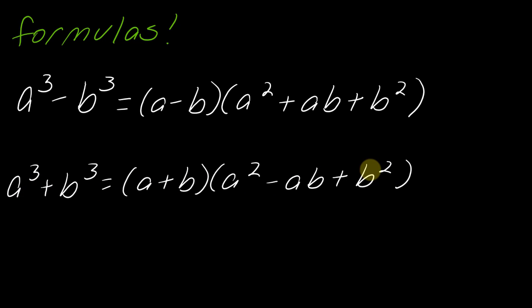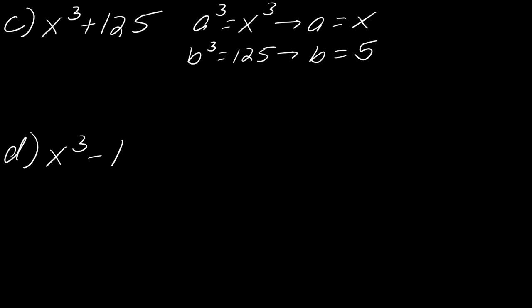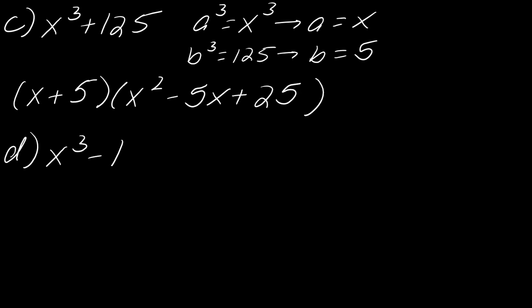And you can pause the video if you would like, just to write it down or whatever, but I'm going to go ahead and just use it right out of the gate. So this is going to become x plus 5. So I always remember that the first part of the factoring formula, this sign matches this sign. And then the next part will be x squared minus 5x plus 5 squared, which is 25.